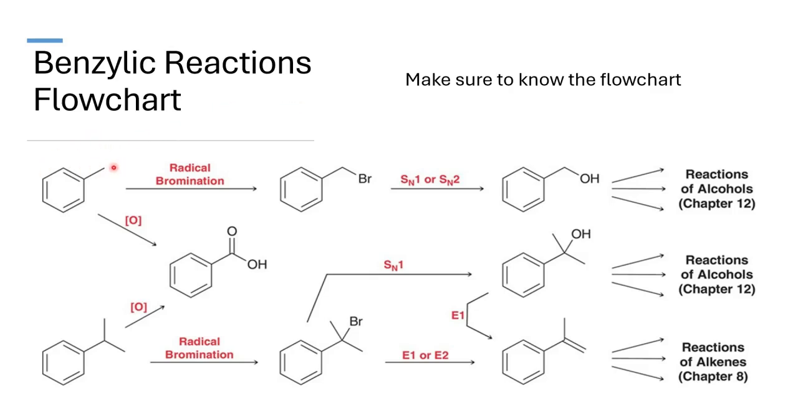The benzylic position can undergo radical bromination. If it has at least 1 H, it can undergo oxidation. From this point, we can get to different types of derivatives or targets. Make sure to review Chapter 12, Reactions of Alcohols, and make sure to review reactions of alkenes if we end up with an elimination product.